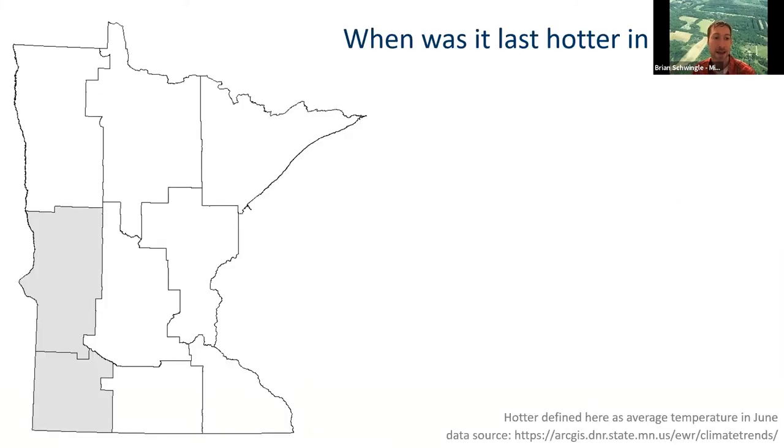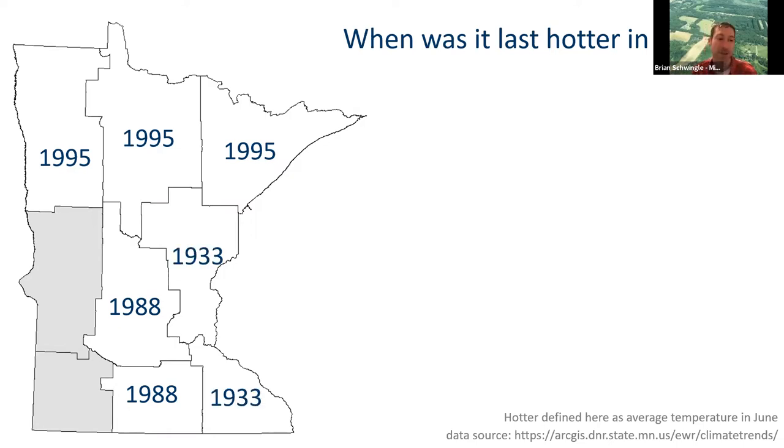When was it last hotter in June, though, I ask? And this is the average temperature, not the high average, not the low average, the average temperature for the month. So the last time it was hotter in June in these parts of Minnesota that you can see was 1988 or 1995. But it gets really impressive when you take a look at east central and southeastern Minnesota. The last time it was hotter was in 1933. So it was hot.